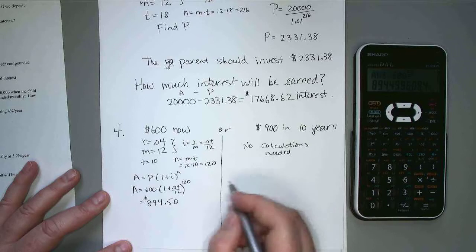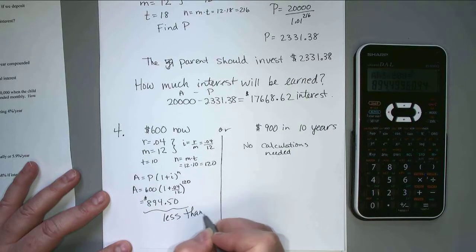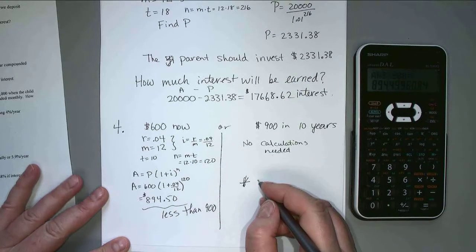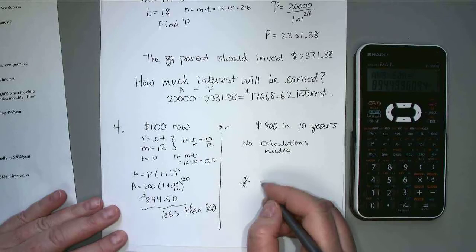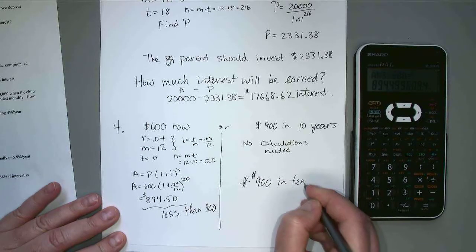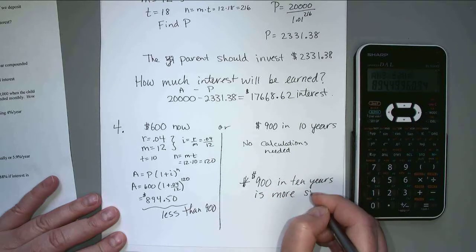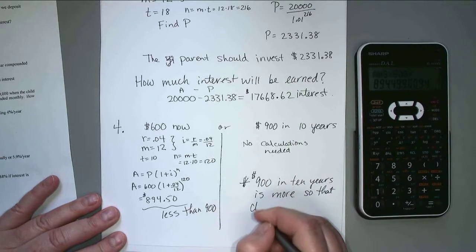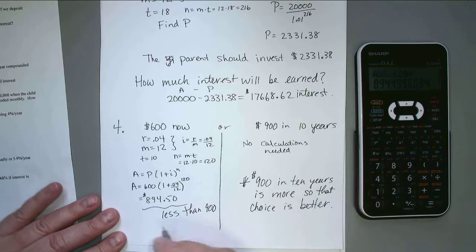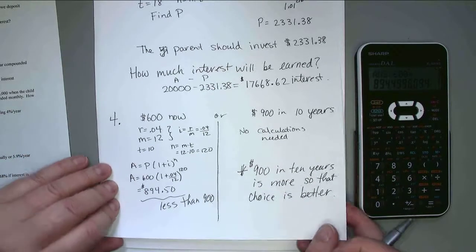All right, so this is less than the 900. So the conclusion should be that, it says, would you rather receive, but we'll just put it this way, 900 in 10 years is more. So that choice is better. Not by much, but it's a little better. So we would do that one.